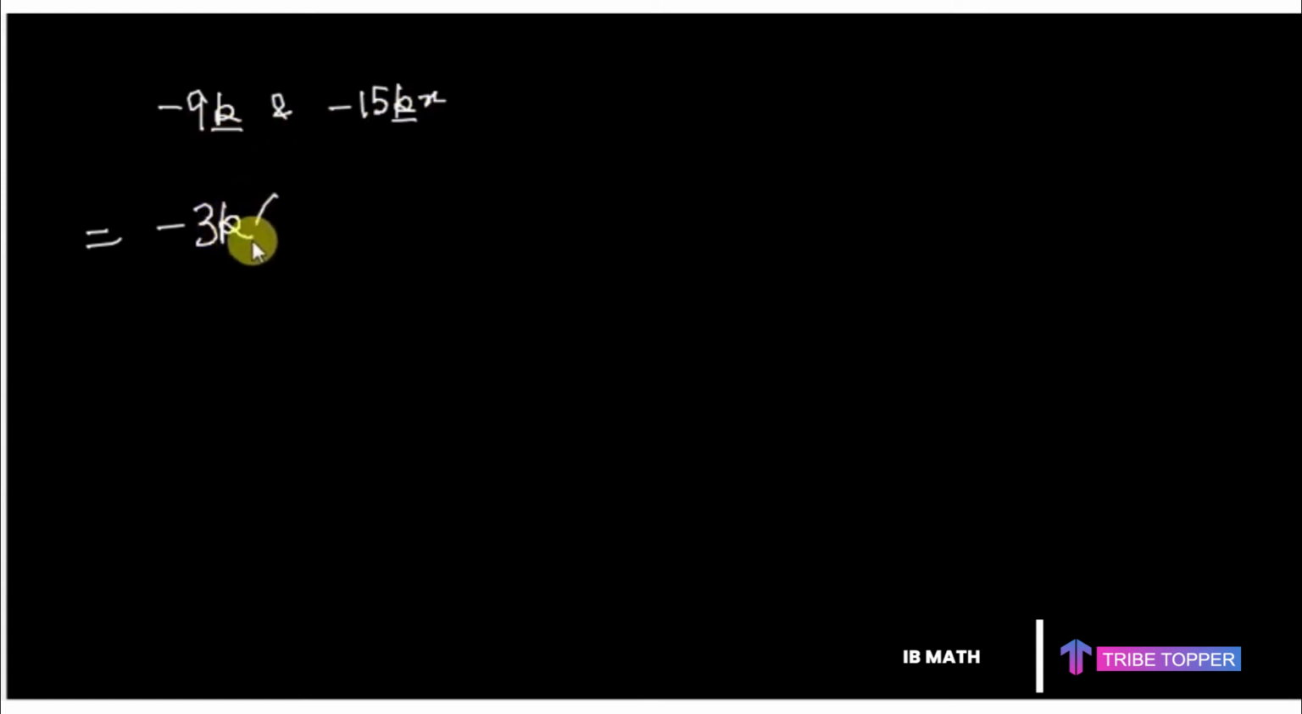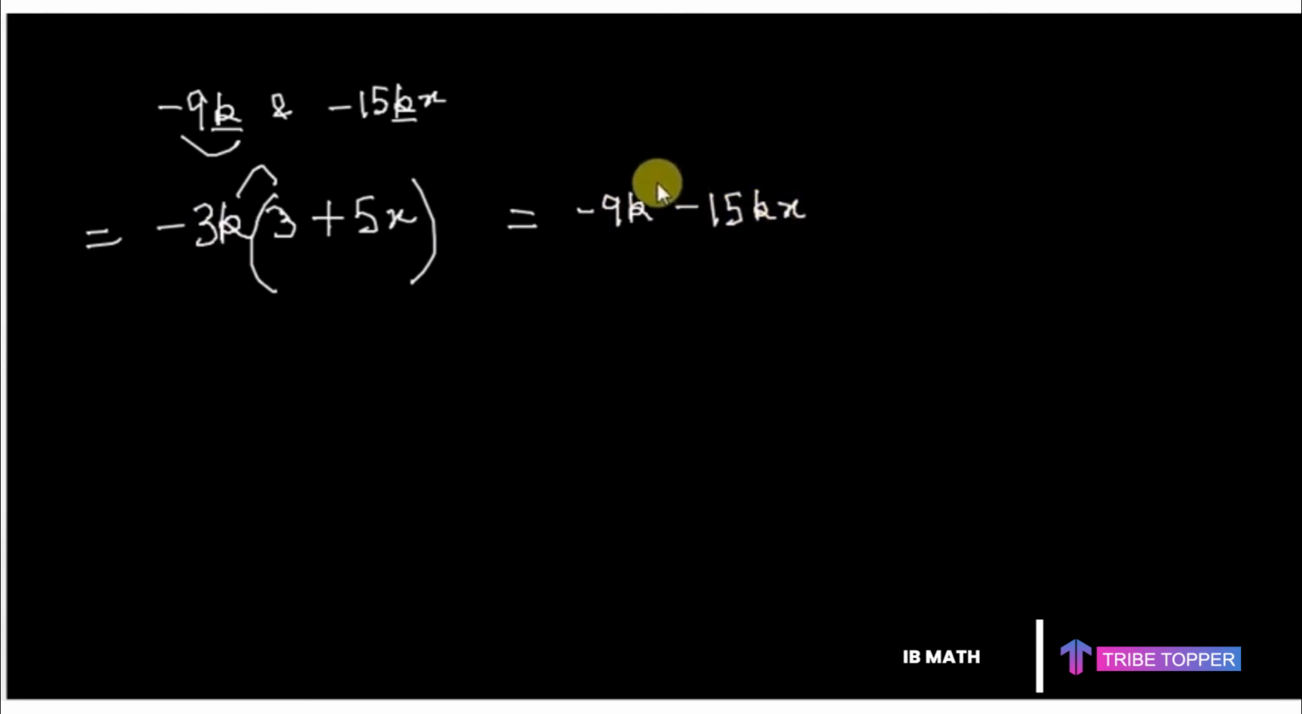What am I left with here now? I know you know the answer. It's just 3 plus 5x left inside. Because when I multiply back, I should get minus 9k and minus 15kx. Why have I written plus? Because I've already taken the negative sign outside. So when I multiply them back, what am I going to get? Minus 3k into 3 would give me minus 9k. And minus 3k times 5x would give me minus 15kx. So this is how you can factorize. This is the answer you got as the factors.